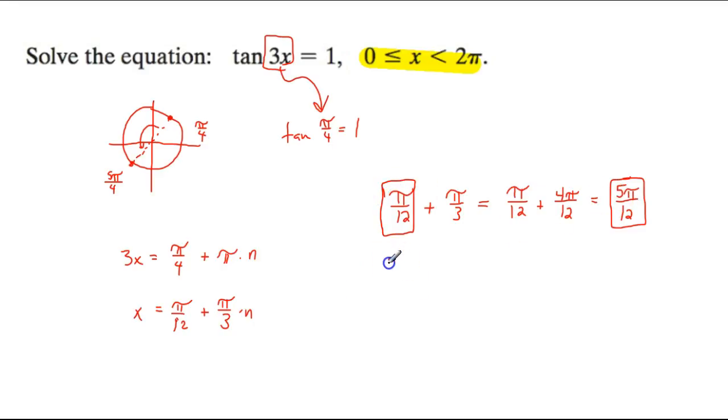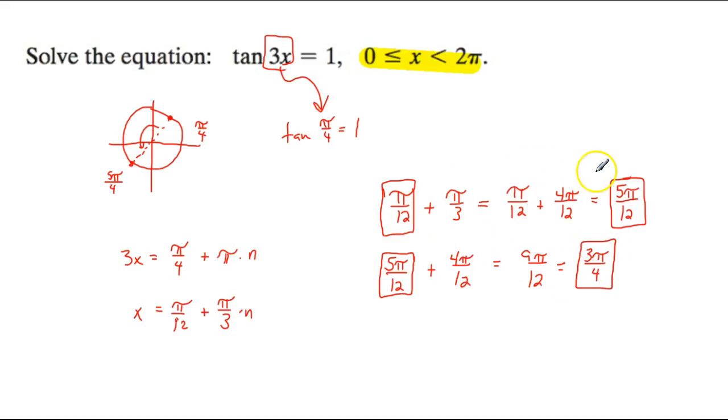Now, you're going to see the pattern as soon as I do it the next time. So 5π/12 is a solution. I keep adding π/3 to get my next solution. Well, π/3 is always going to be 4π/12, which is now going to be 9π/12. Alright, 9π/12 will reduce though. That's 3π/4. That's the solution.